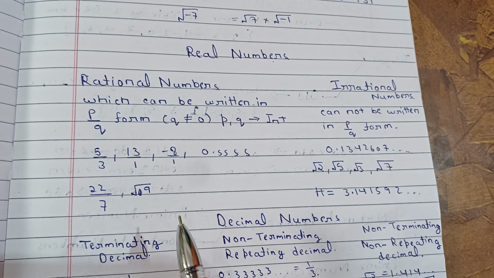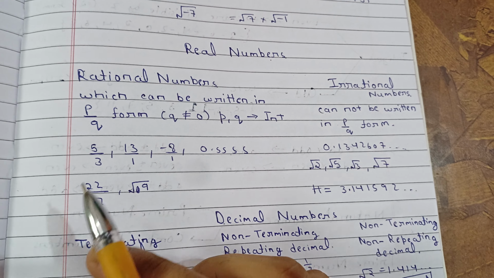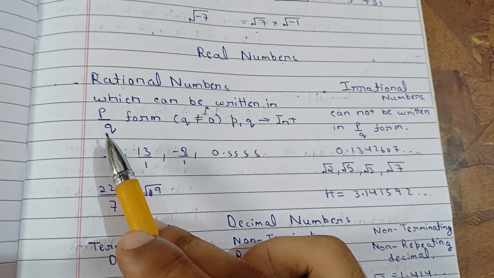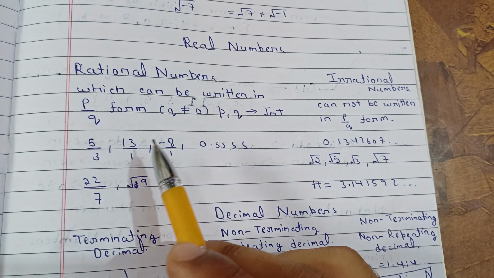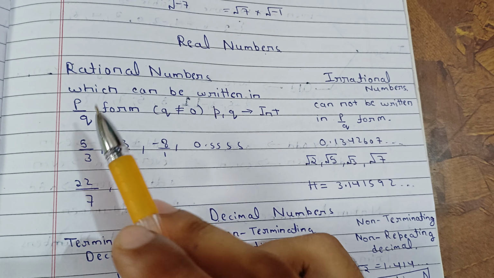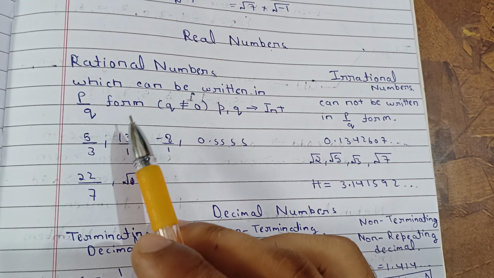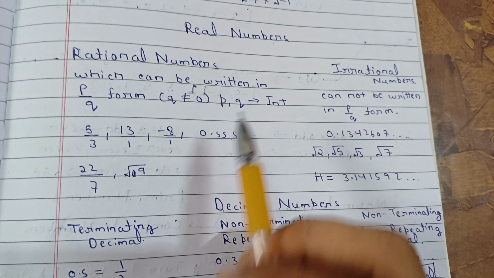Real numbers have two kinds, rational numbers and irrational numbers. Rational numbers are those numbers which can be written in the form p upon q, where q should not be equal to 0, otherwise it tends to infinity. So it should be written in this form. Only then we call it a rational number. P and q should be integers.